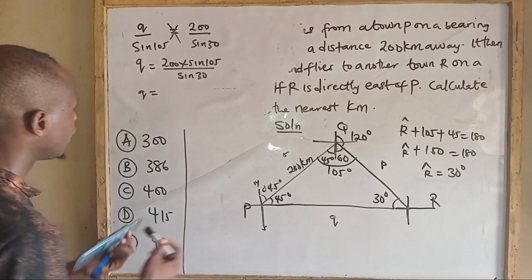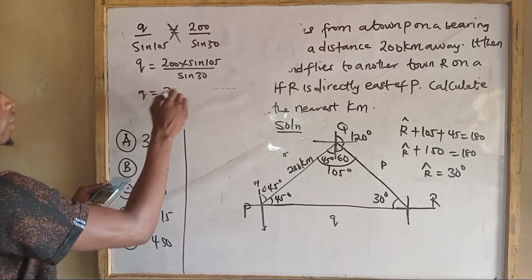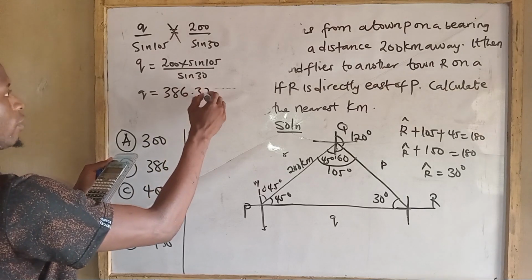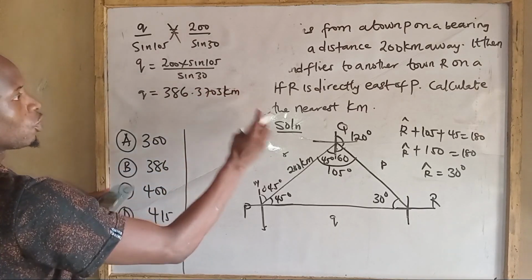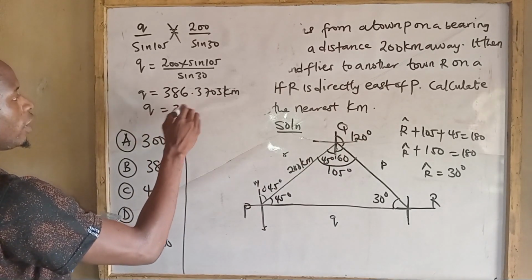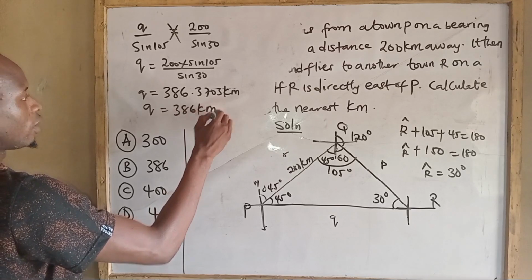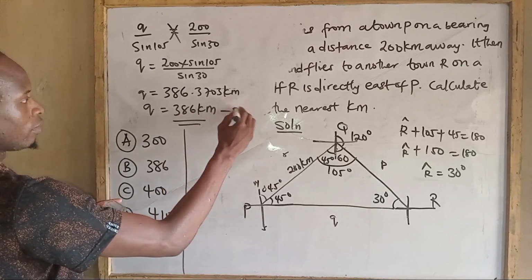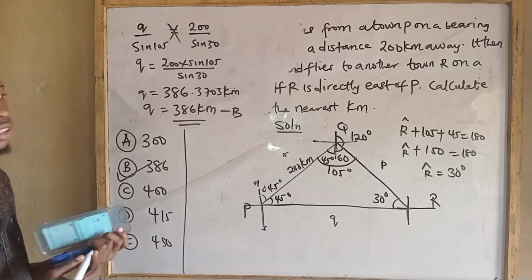So I have 386.3703 kilometer. But the instruction says to the nearest what? Kilometer. So therefore Q will be equals to 386 kilometer. And that is option B. So we are done with that.